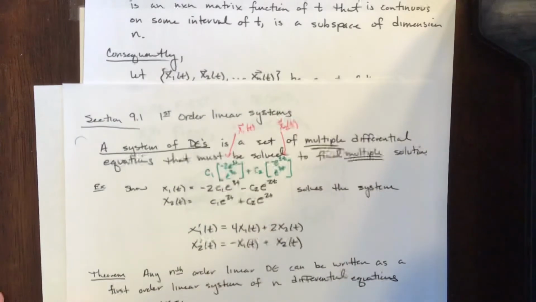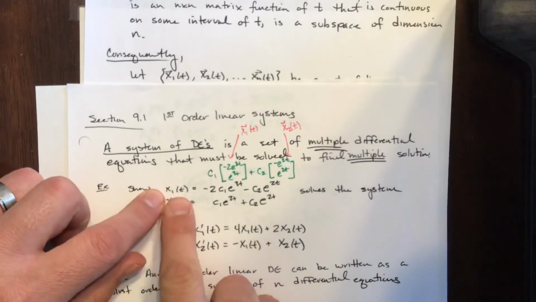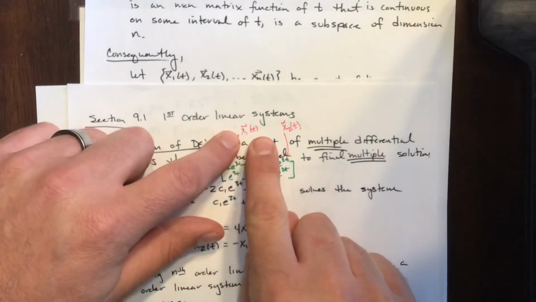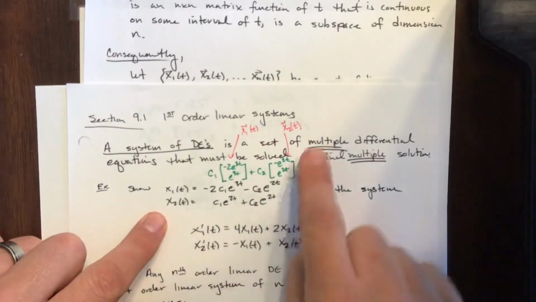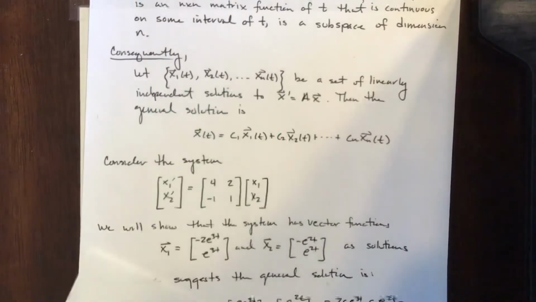Okay, so make sure before you move on that you understand the difference between little x1 of t and the vector x1 of t, and the little x2 of t and the vector x2 of t, because that's where you can run into some confusion coming forward.